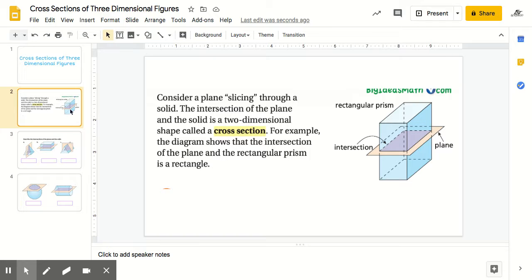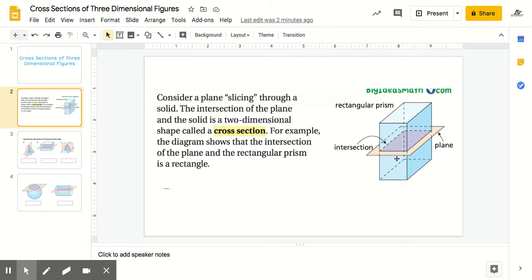Consider slicing or cutting through a solid. So like let's say we cut through a rectangular prism, a triangular prism, or a pyramid. And we cut through that with something called a plane. Okay, and the intersection of the plane and the solid is a two-dimensional shape called a cross section.